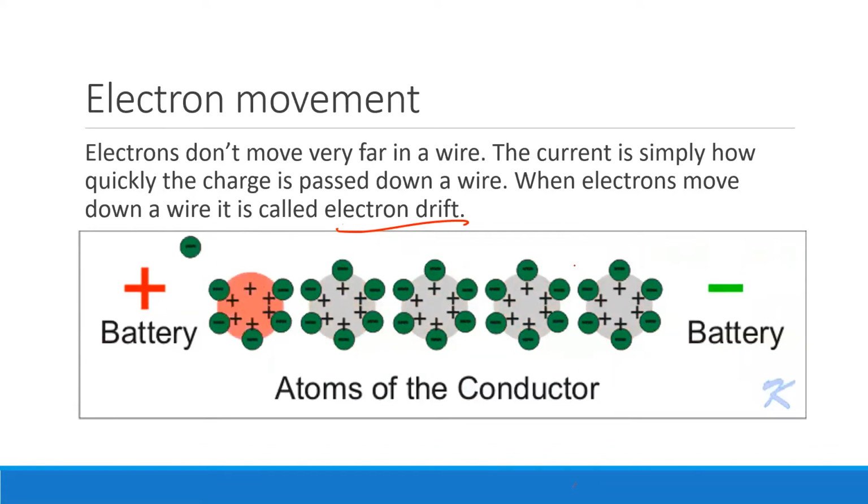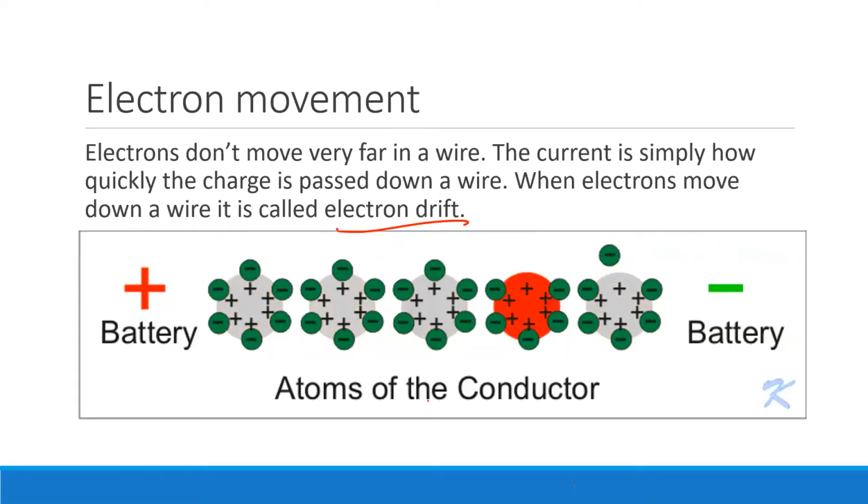What I want you to do now is watch this red light, this red positive charge. That moves from one end to the other end in one cycle. It's moving a lot faster. And the idea is that the electrons aren't moving very far, but the charge is. The positive charge is moving through the wire quite quickly.